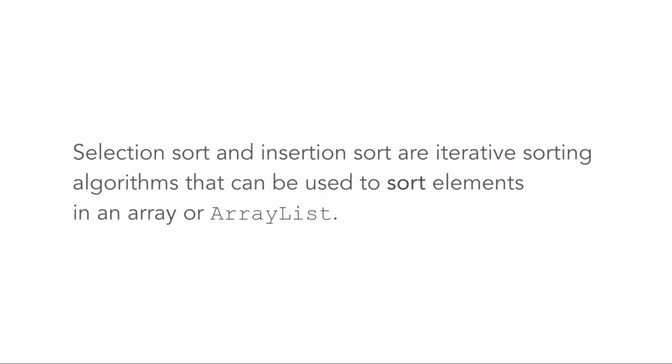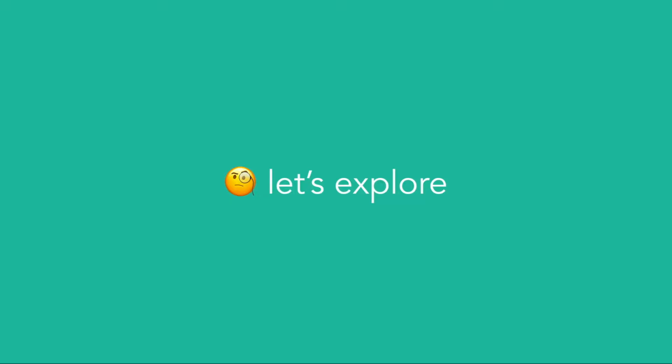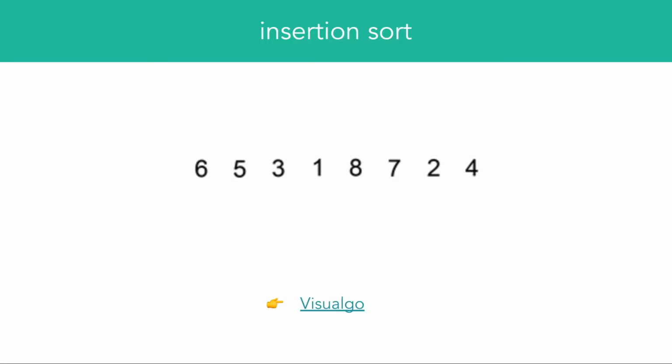Selection sort and insertion sort are iterative sorting algorithms that can be used to sort elements in an array or array list. This time, let's explore the insertion sort algorithm in more detail. Insertion sort organizes an array by sorting each element compared to the elements already sorted to their left. Let's see what this looks like in action.